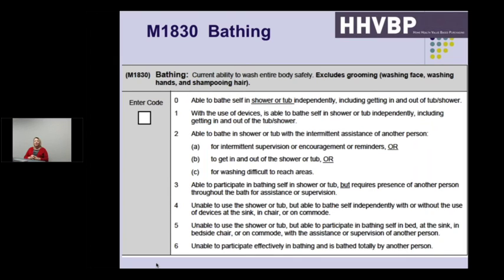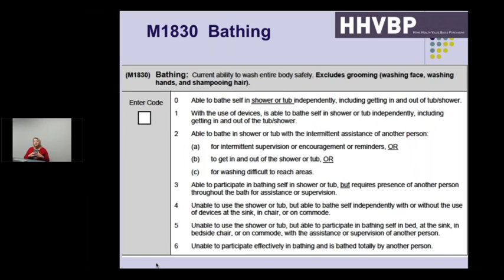Number 2 is able to bathe in the shower or tub with the intermittent assistance of another person to help reach difficult to wash areas. That'd be your bottom, your feet, or if they need help getting in and out of the tub, or if they just need supervision. Remember, that is assistance. Supervision or verbal cues are assistance.